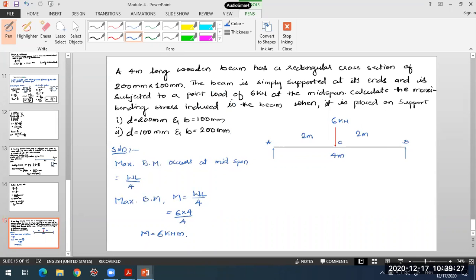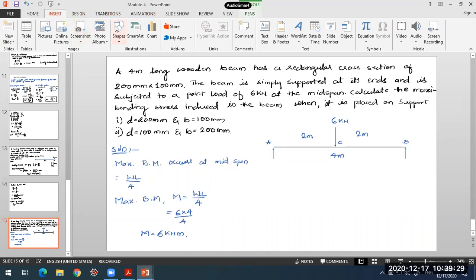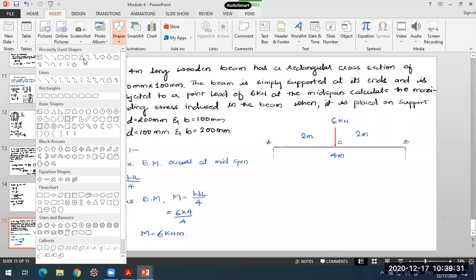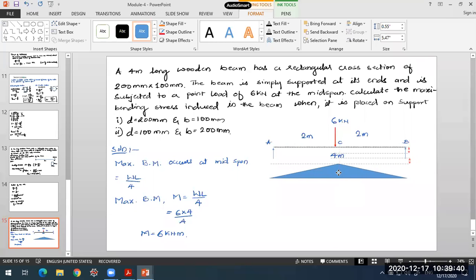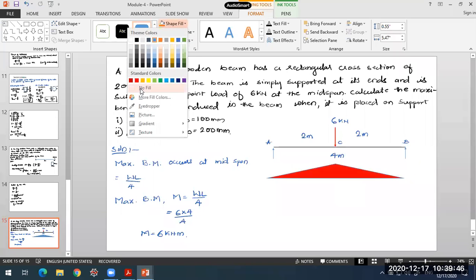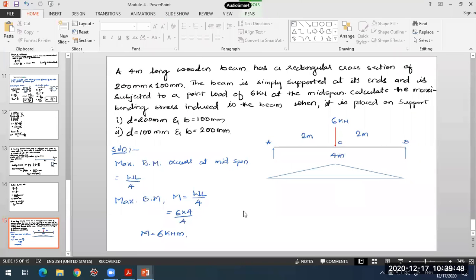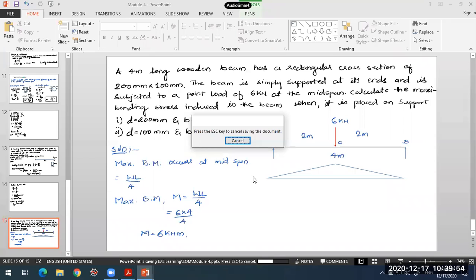Okay, so I got this maximum bending moment. This will be the maximum bending moment and the bending moment diagram here. This is how the bending moment diagram will be for this case. The bending moment is maximum under the load. Now with this maximum bending moment, we'll go for determining the bending stress. But there are two cases what is given to us.